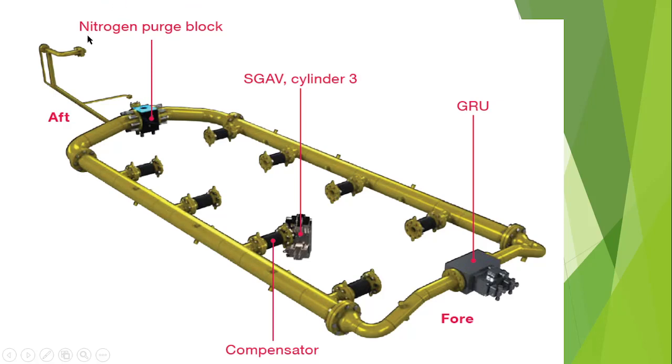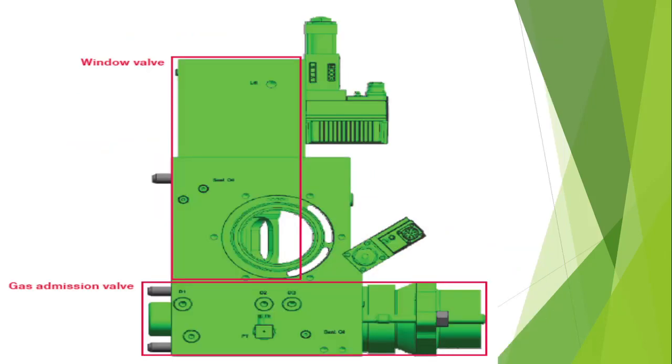The nitrogen block only comes into action when the whole system is completely shut down and not in use, and it will purge the remaining gas inside the pipe. Now the GRU comes into the picture to regulate the pressure in the cylinder liner, and based on that, regulate the amount of gas to be given to the individual cylinder. And the SGAV controls the particular window period at which the gas is injected. So this is how the basic synopsis works.